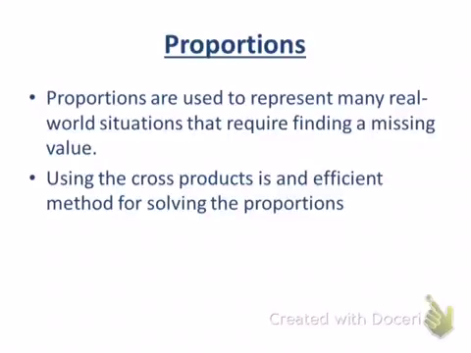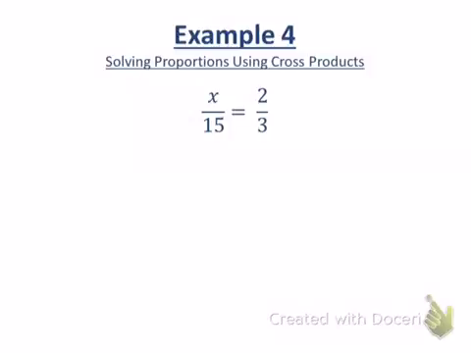All right. Using cross products is an efficient method for solving proportions. So, use cross products to solve here. X over 15 equals 2 over 3. How'd you get that? Somebody said they just divided. I divided 30 by 3 and then multiplied it by 2. So this is the lazy man's way to do it. Y'all listen up. 3 times 5 is 15. 2 times 5 is 10. That's the lazy man's way to do it.